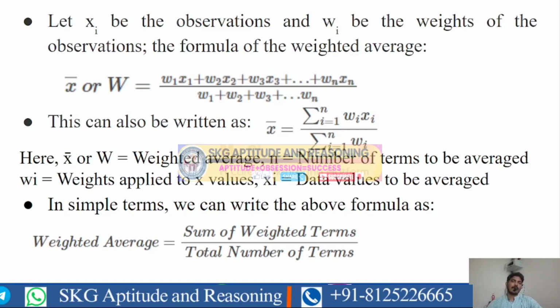Having an idea of this concept, all you need to do is remember the basic formula. What is the basic formula we have in the averages concept? The average is equal to the sum of observations divided by the total number of observations. From this formula, we are deriving the weighted average formula. Sometimes this weighted average is also known as the combined average.